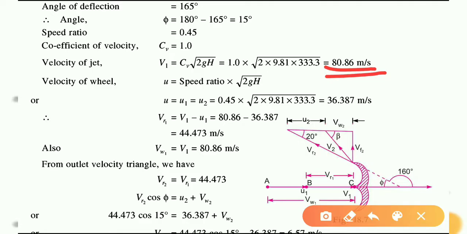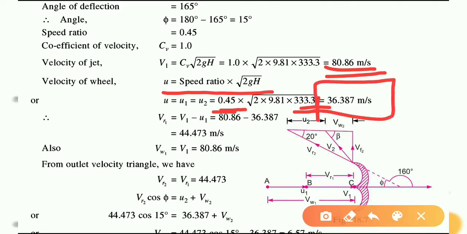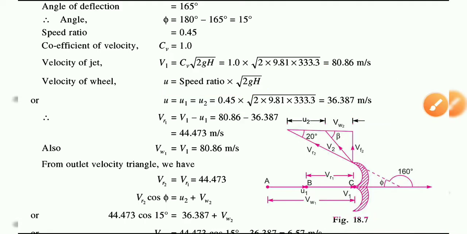Now the velocity of the bucket or the velocity of the wheel we can calculate using this relation. U is equal to speed ratio multiplied by root of 2GH. If we multiply the theoretical velocity by the speed ratio, we will get the mean bucket speed, which is also called as U. So it is equal to 0.45, the speed ratio, into root of 2 into G, value of G is 9.81 and H is 333.3. So we will get the value of U as 36.387 meter per second.